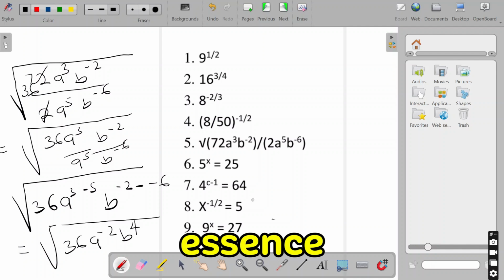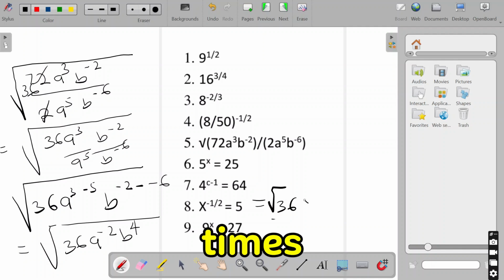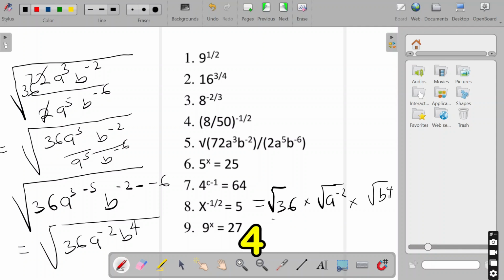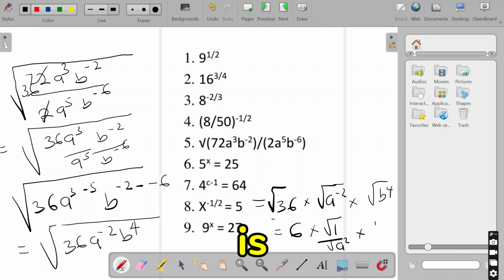In essence, this bigger square root sign is the same thing as square root of 36 times square root of a raised to power minus 2 times square root of b raised to power 4. So square root of 36 is 6. Square root of a raised to power minus 2, don't forget, this is the same thing as square root of 1 over a squared, and square root of b raised to power 4 is b squared.